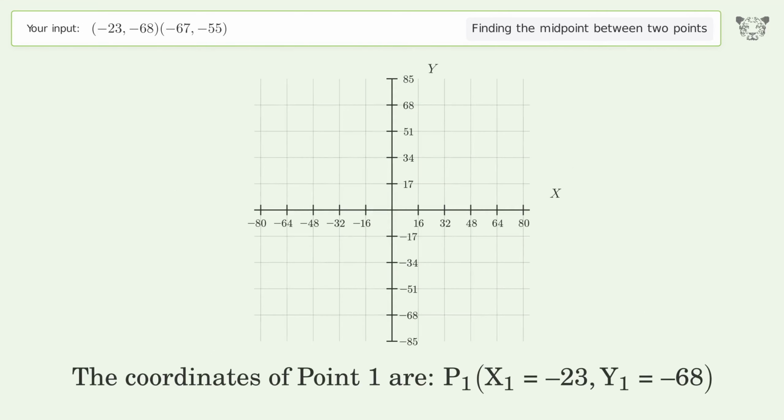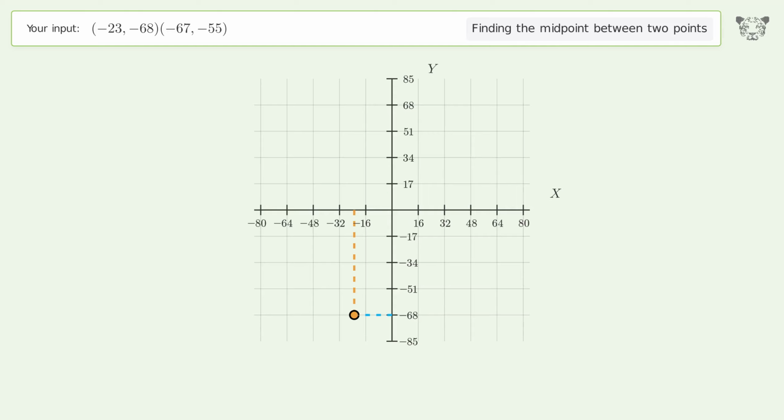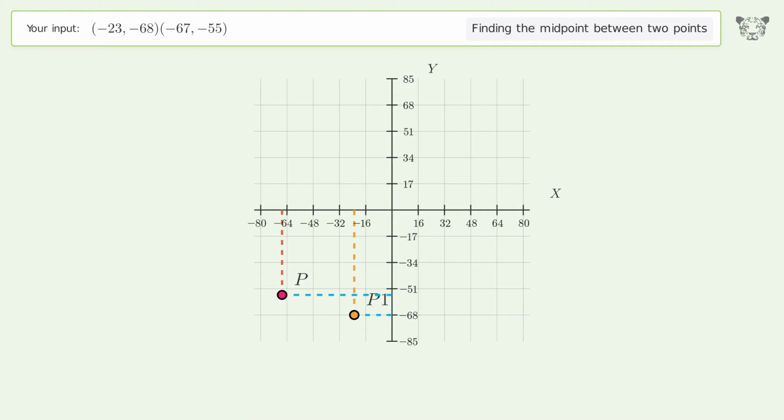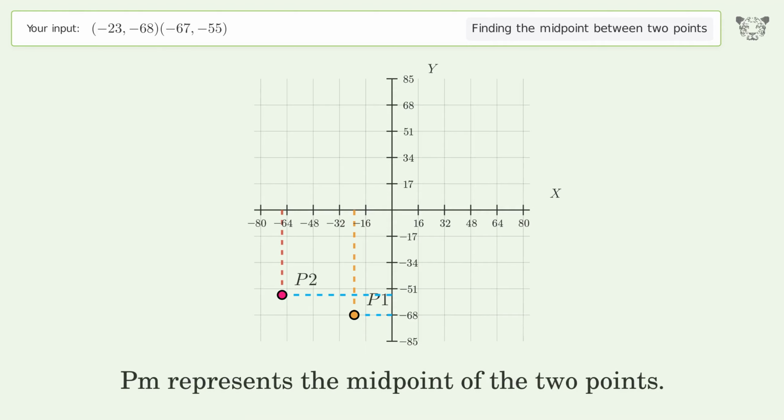The coordinates of point 1 are, x1 equals -23, y1 equals -68. The coordinates of point 2 are, x2 equals -67, y2 equals -55. PM represents the midpoint of the 2 points.